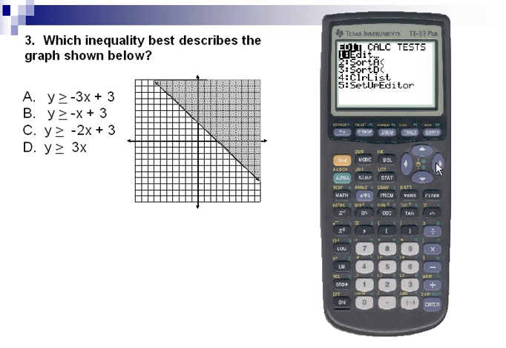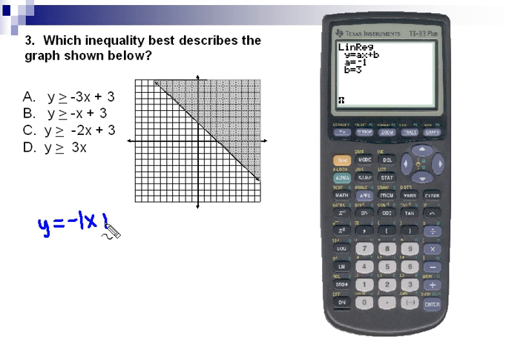Now go to Stat and over to Calculate. Go down to number 4, Linear Regression. All of our lines are linear, so we only need to check a linear regression. Let's hit Enter, Enter, and we have our linear regression. Now we need to record it. Our line is y equals, a value is -1, so it's -1x, plus our b value, which is 3.